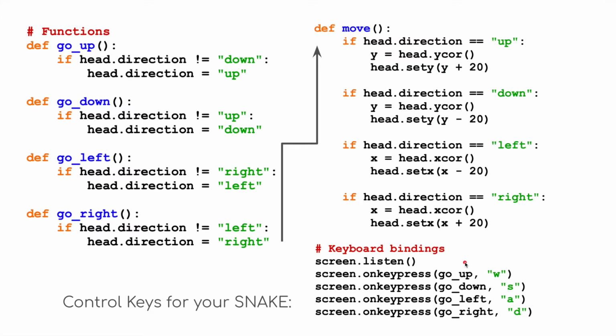And then, of course, we've got to bind these keys to go up. Define function go up, it's going to have the W key. Go down is going to have the S key. Go left is going to have the A key. And go right is going to have the D key.